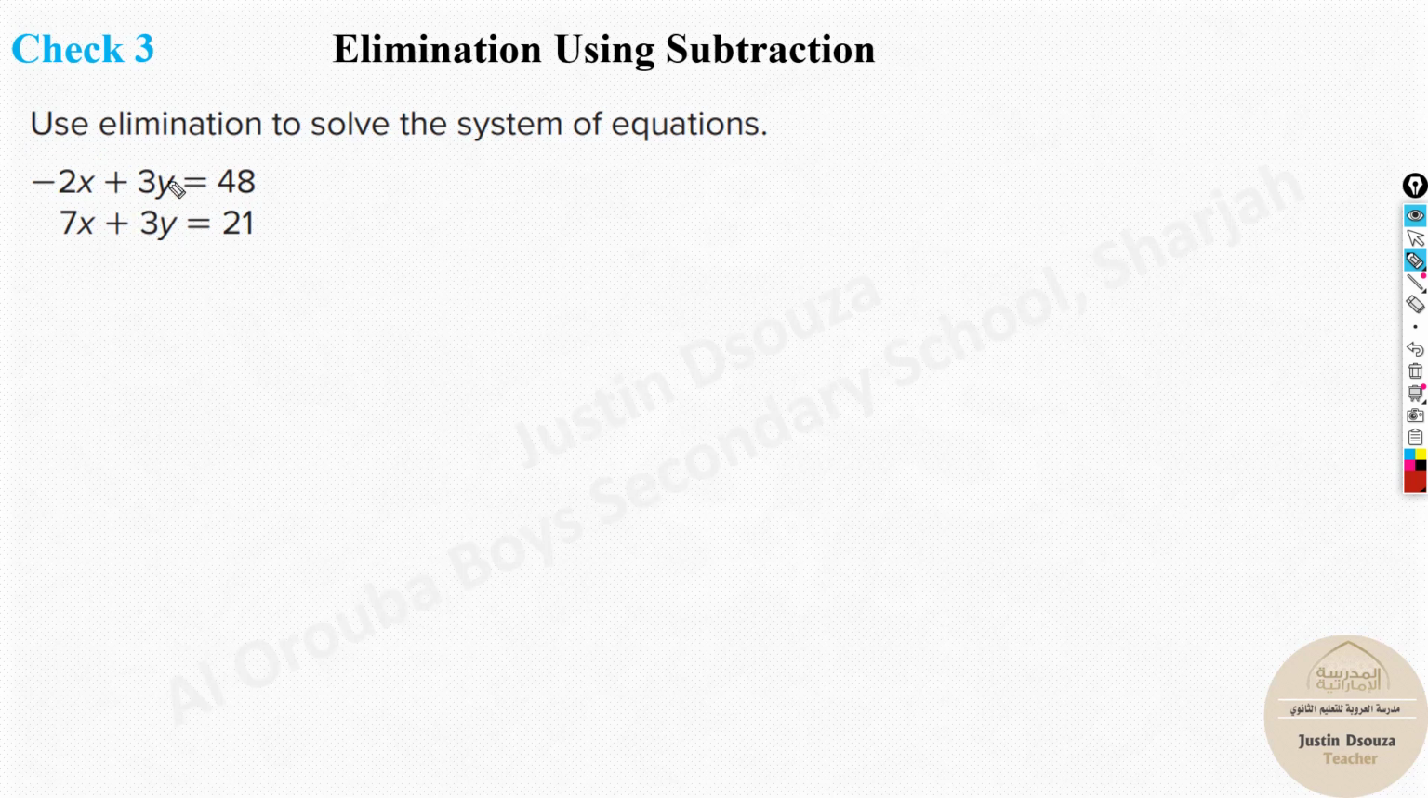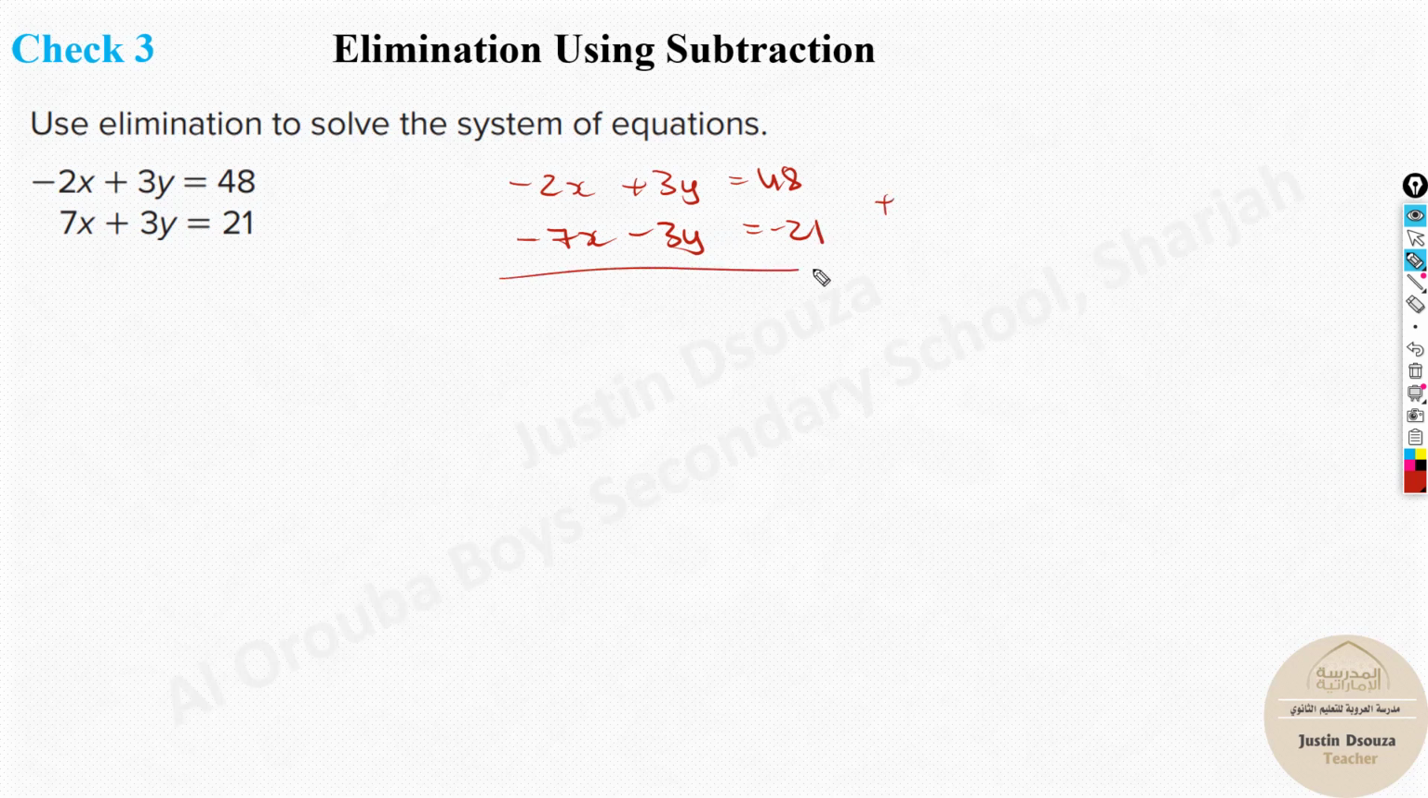Here, whenever we're looking at the problem, look where the coefficients are the same, 3 and 3. Over here we need to eliminate, not at these numbers, because we can't solve them easily. So what we can do is multiply by minus throughout any one of the equations. First equation, just write as it is, equals 48. Now the below equation, just multiply a negative sign throughout. So it'll be minus 7x minus 3y equals minus 21.